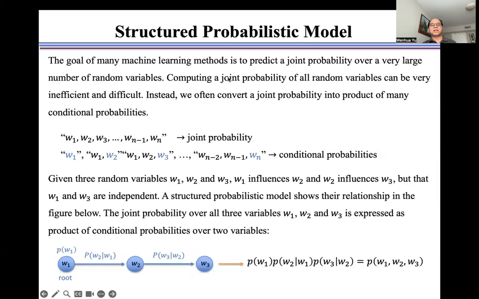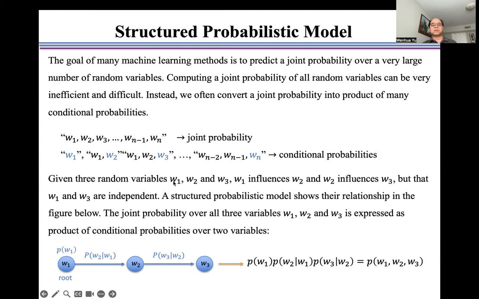For example, to predict the joint probability of a sequence from W1 to Wn, we first calculate the conditional probability of each data in the sequence, and then use the product of conditional probabilities to calculate the joint probability. That is the solution to the original problem.